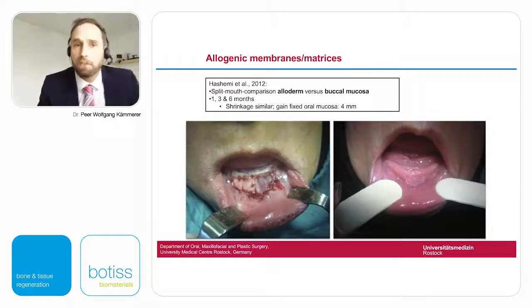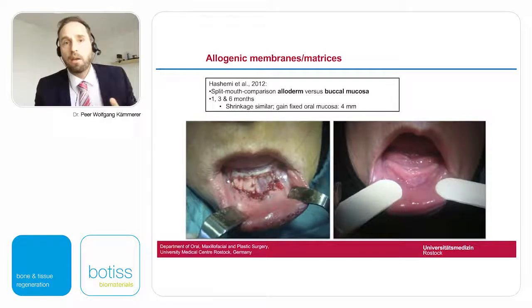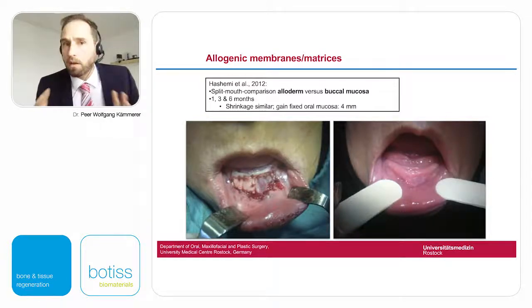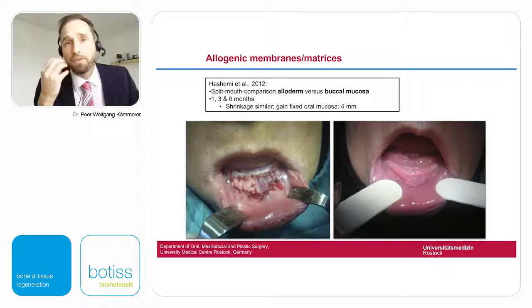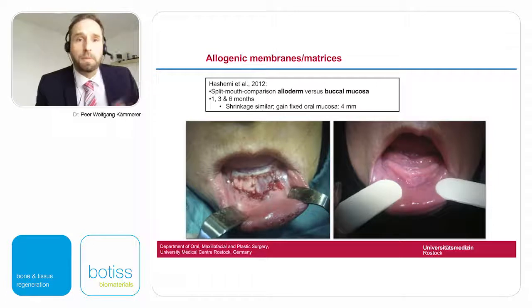So there's one publication from 2012, and they did a split mouth comparison, the allogenic membrane versus buccal mucosa, and they found out after 1, 3, and 6 months that the shrinkage was similar. And they had a quite good gain of oral mucosa of about 4 millimeters. There were no differences between the two grafting materials. Of course, when taking a buccal graft, you might have the scars, you might have problems with the glands. There are several problems you will face there as well.